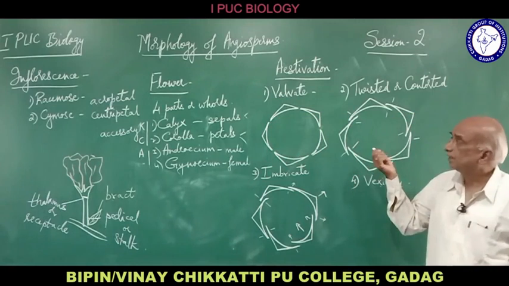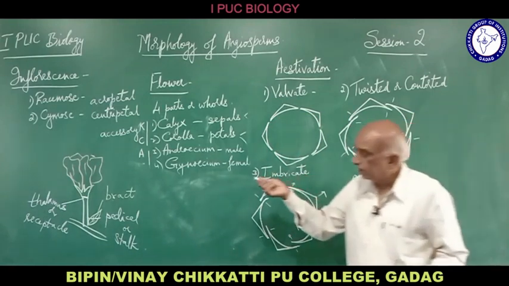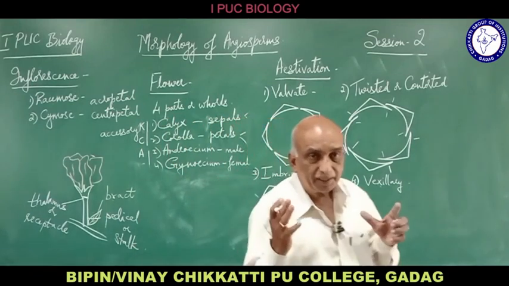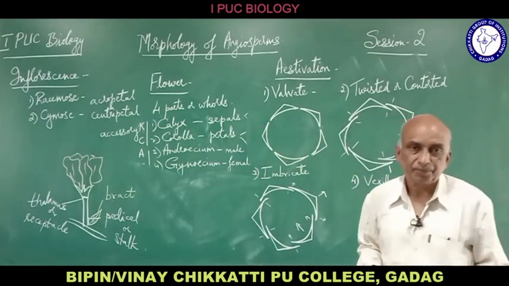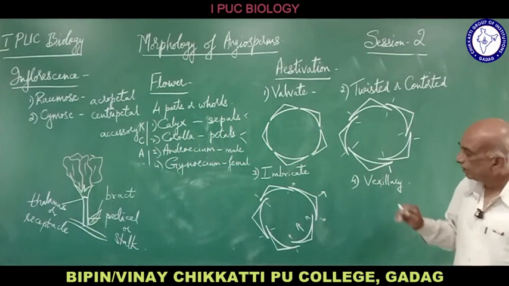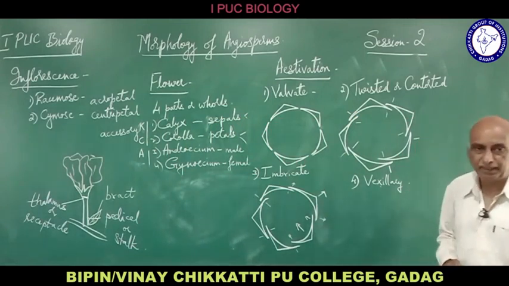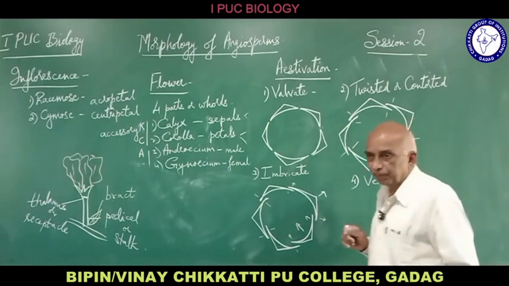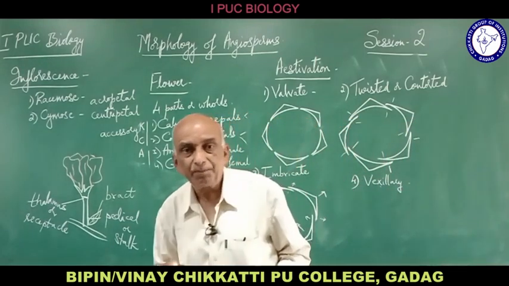And again, if you take the twisted estivation, the corolla of the hibiscus flower, the petals are of uniform size, they are not unequal. And here also the imbricate, they are almost all equal. But in vexillary estivation, we come across unequal petals.